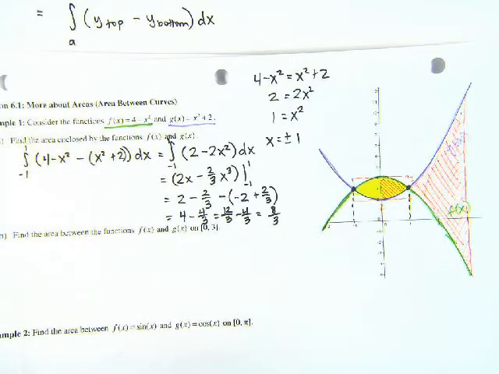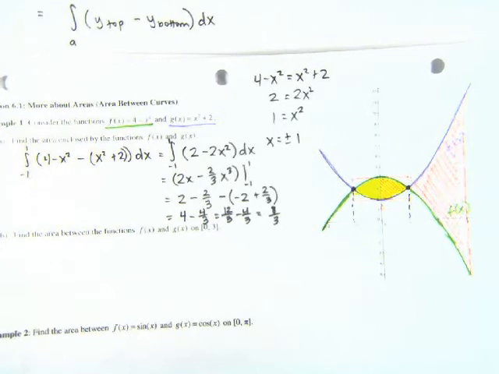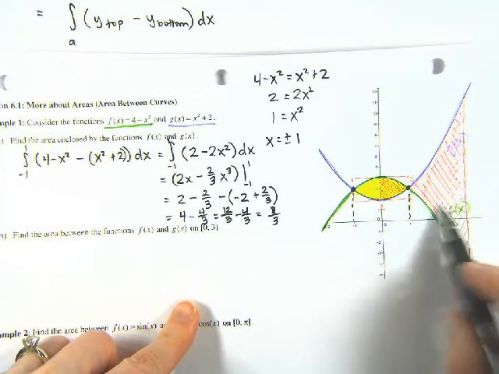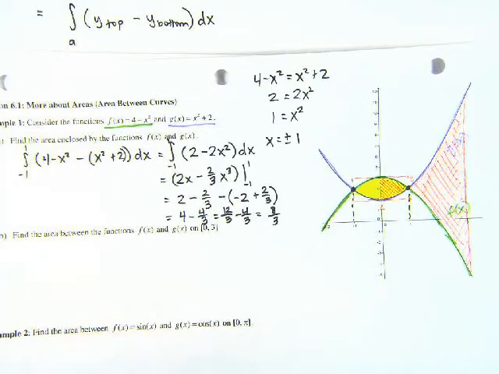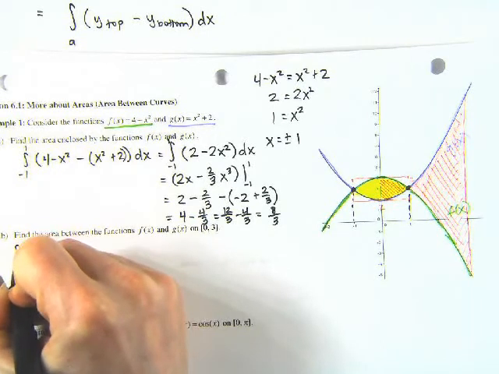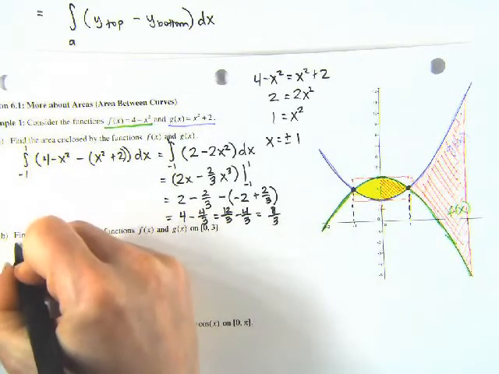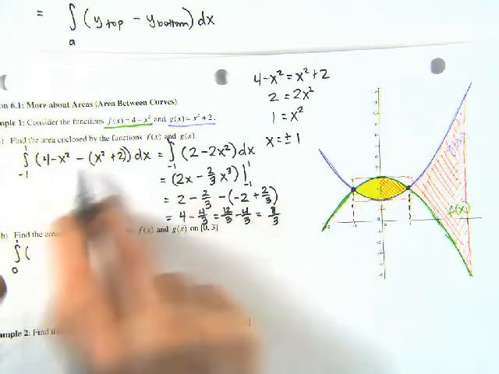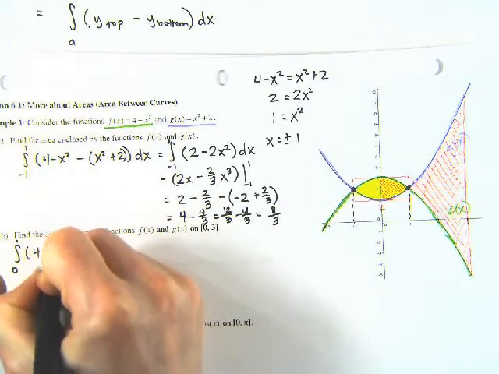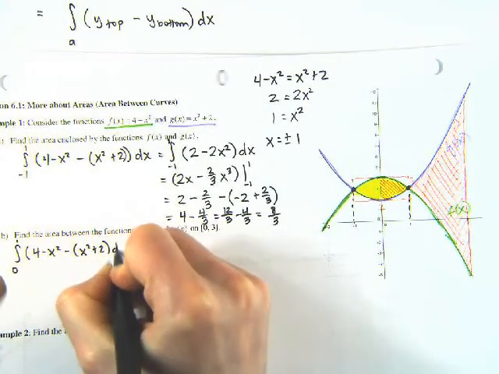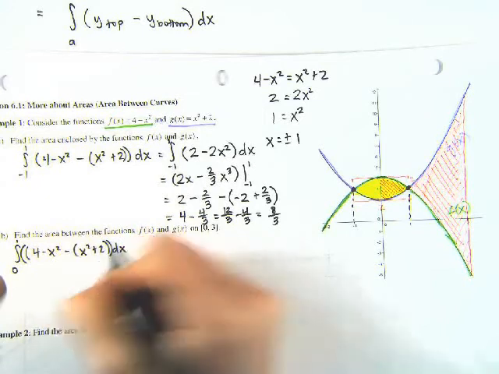Okay. So what we're going to need to do then is set this up as 2 integrals. One that represents this area and one that represents this area. Okay, so let's go ahead and do that. So we'd have to look at the area from 0 until 1. And we're going to be taking the green minus the purple, so it's basically the same thing we had before. 4 minus x squared minus x squared plus 2. That should be in parentheses also.